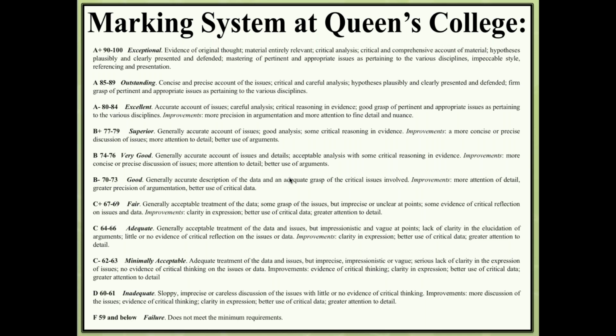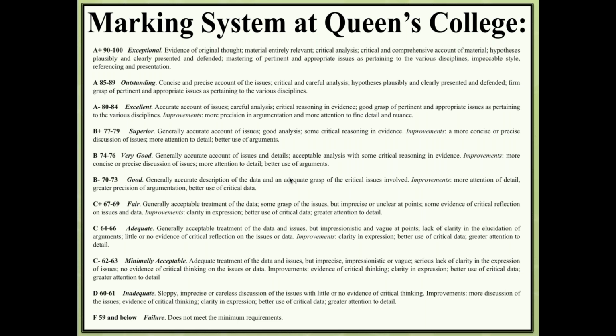And please note that at Queen's, 60 is the pass grade. At MUN, it's 50. And at some other institutions it's 50, but at Queen's 60 is the pass grade. So please take note of this. Be familiar with what is being expected of you in your writing.